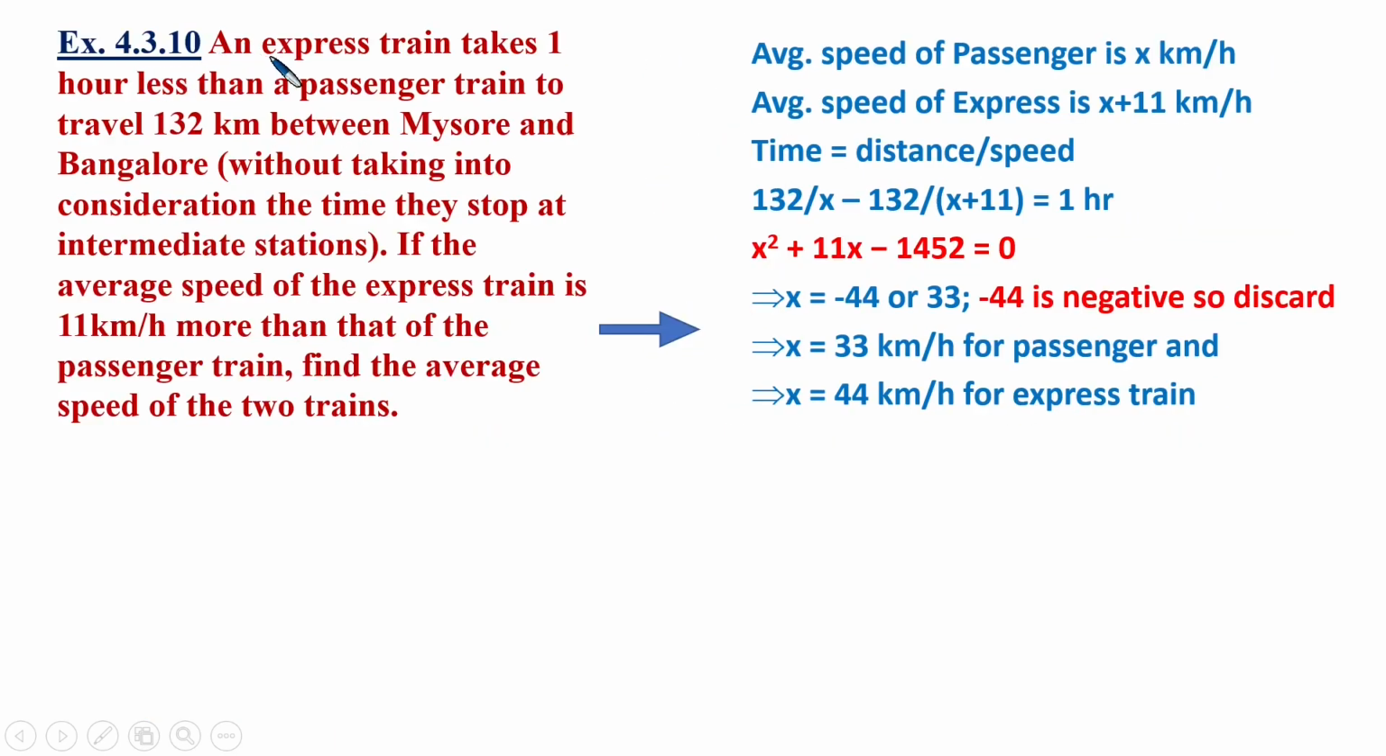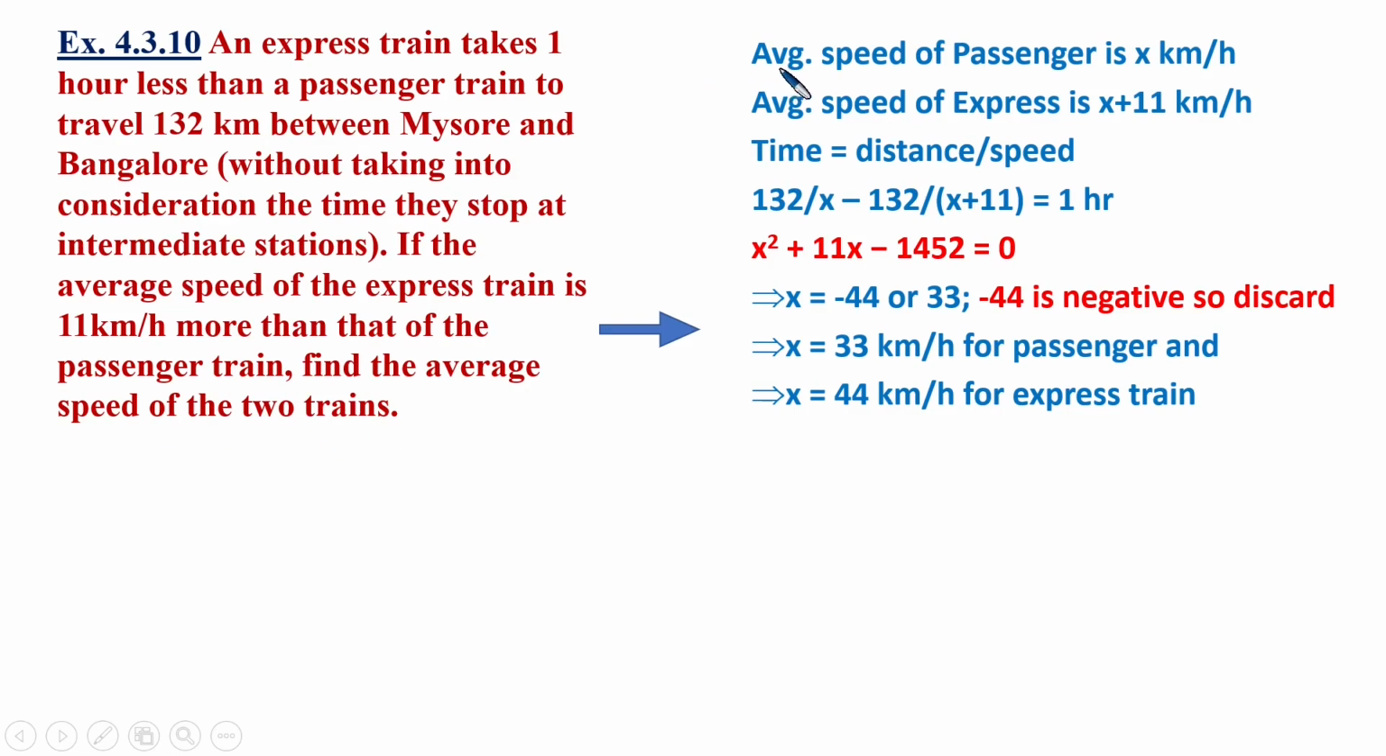Exercise 4.3.9. An express train takes 1 hour less than the passenger train to travel 132 km between Mysore and Bangalore, without taking into consideration the time they stop at intermediate stations. The passenger train is slow and the express train is faster. If the average speed of the express train is 11 km per hour more than that of the passenger train, find the average speed of the two trains.